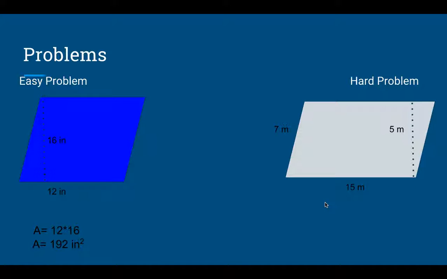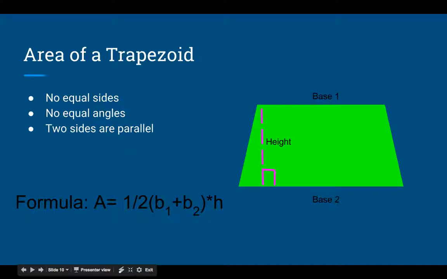And so we're just going to plug these numbers into our formula for the area of our parallelogram. And so we're going to get area is equal to 15 times 5, which is equal to 75 meters squared.